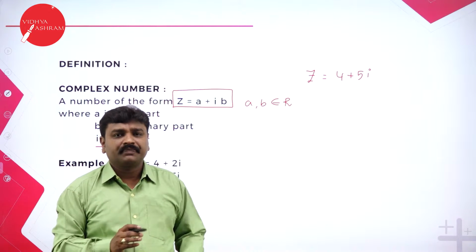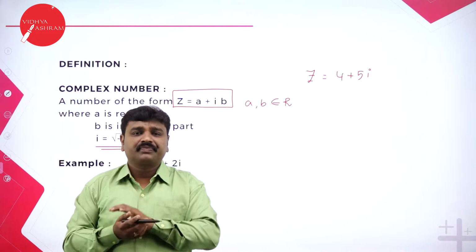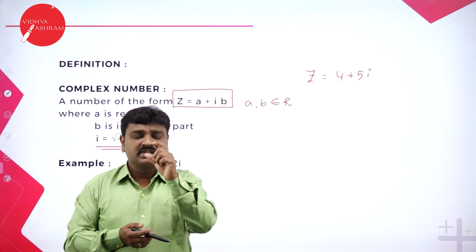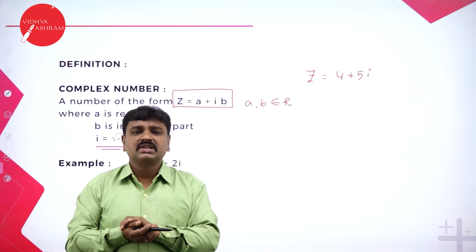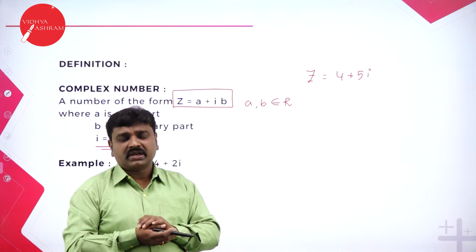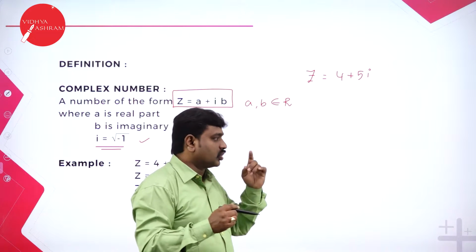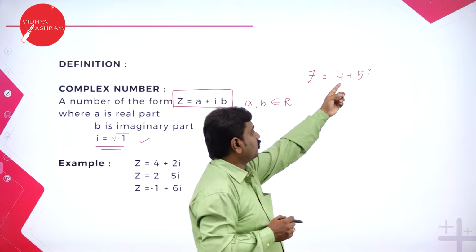What is a complex number? A number of the form z is equal to a plus ib is called a complex number, where a and b are real numbers, a is called the real part, b is called the imaginary part, and i value, remember i value, what is i? Root of minus 1. Example, I write 4 plus 5i.